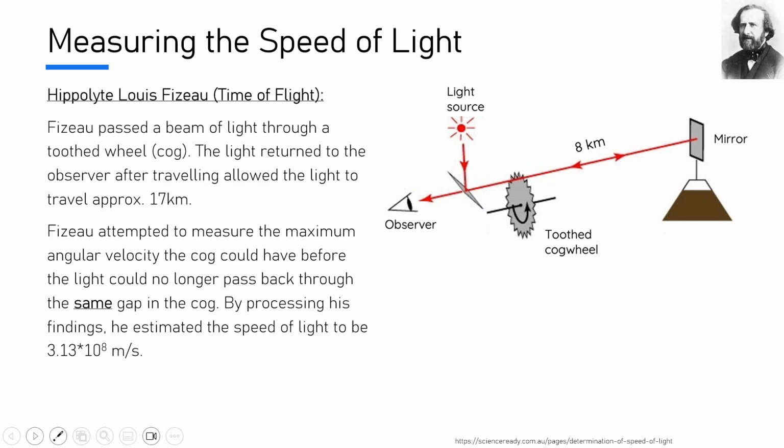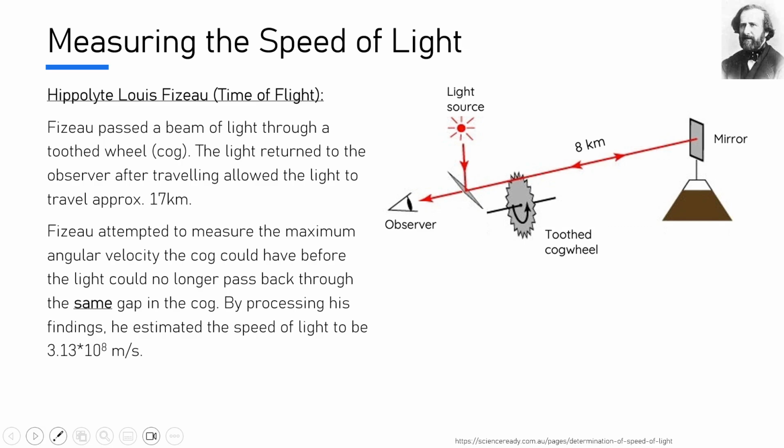and what a lot of people were attempting to do was execute a time of flight experiment, essentially meaning that you would measure the speed of light a little bit more directly and on Earth. Hippolyte Louis Fizeau was one of the first scientists to design and execute a successful method to achieve this.